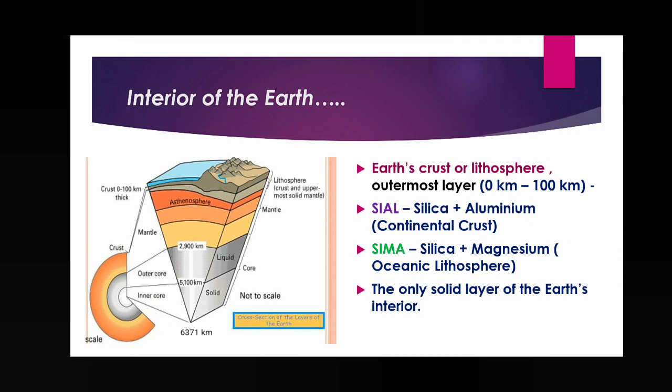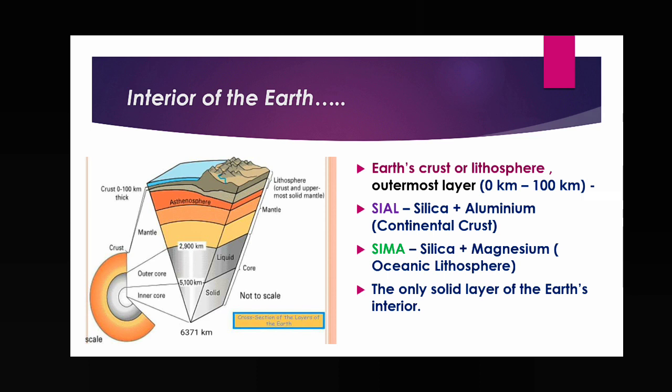And Sima is the second name, and it is the second subdivision of the lithosphere. Why is it called Sima? Because silica plus magnesium: the first 2 letters of silica and the first 2 letters of magnesium is equal to Sima, and it is also called oceanic lithosphere. Why? Because it helps in the formation of oceans. And I have already told you it is the only solid layer of the earth's interior structure. I told this again because the concept of lithosphere will help us understand today's topic. And what is the topic?